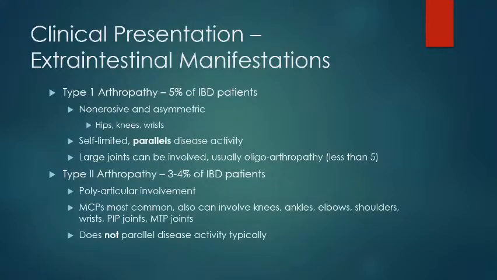And then there are two types of arthropathies. There's the polyarthropathy, is what I'll say, that does not parallel disease activity, and that can look more like a lupus or an RA. And then there's type 1 arthropathy, which parallels disease activity, and that's a non-erosive disease, more oligoarthritis or arthropathy, and can involve the large joints.